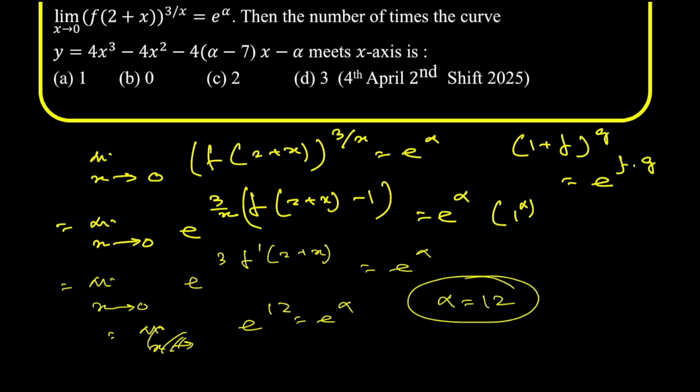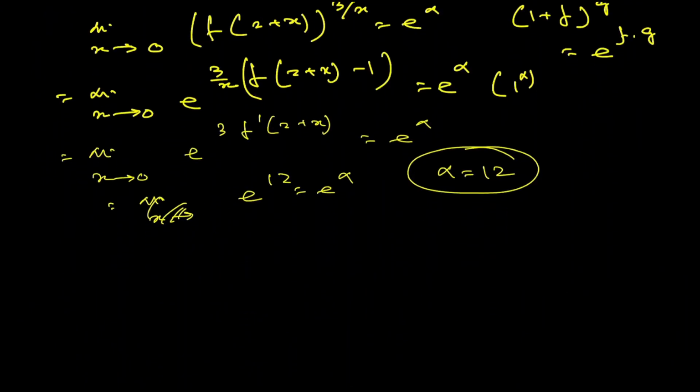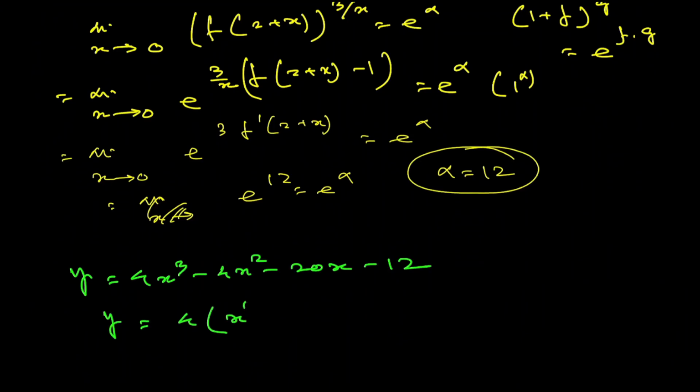Now I am going to put the value alpha equal to 12 here, and we'll solve the cubic equation. There is no other way, I think. So we are getting y equal to 4x cube minus 4x square minus 20x, with alpha equal to 12. I am seeing that 4 is coming common, and everyone, nowadays cubic equation is very important. Cubic equation is regularly coming. So be ready with the cubic equation, that is the hit and trial method.